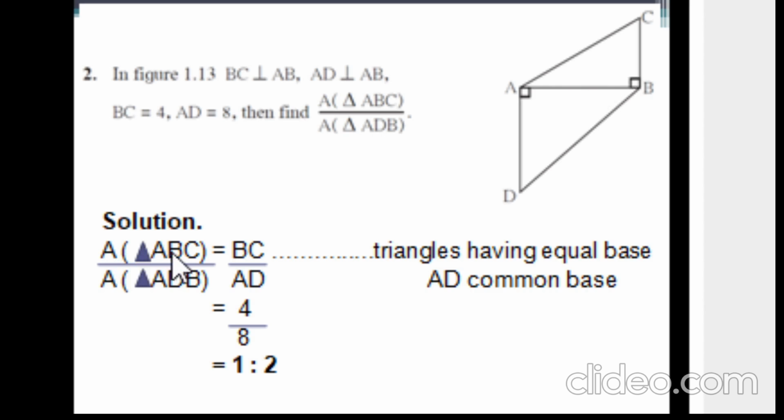Now area of ABC upon area of ADB is equal to BC upon AD. Why? The reason is that the triangles have equal bases. These two triangles have equal base. That AB, not AD, it's wrong. It is AB. Here it should be AB. This AB is the common base of these two triangles. So BC upon AD, put values 4 upon 8, is equal to 1 is to 2.